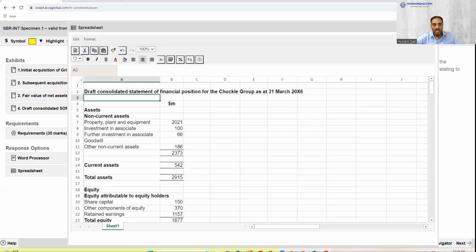Come on. This is the pre-populated spreadsheet. Number 1, whenever you are going to attempt this spreadsheet-based question, that's correction of errors or missing figures, 2 things you first need to consider. It's my advice to all of you.